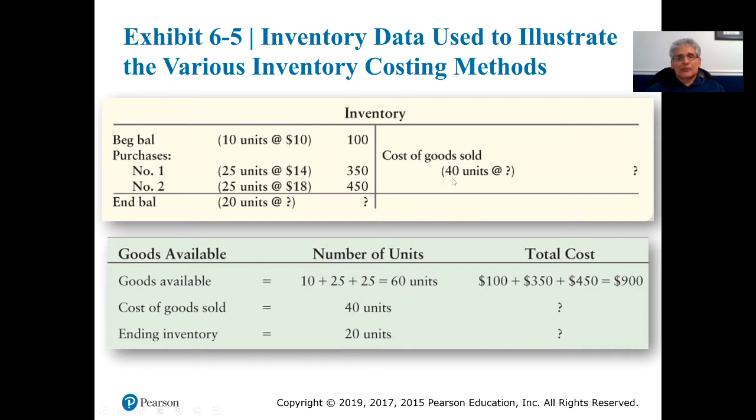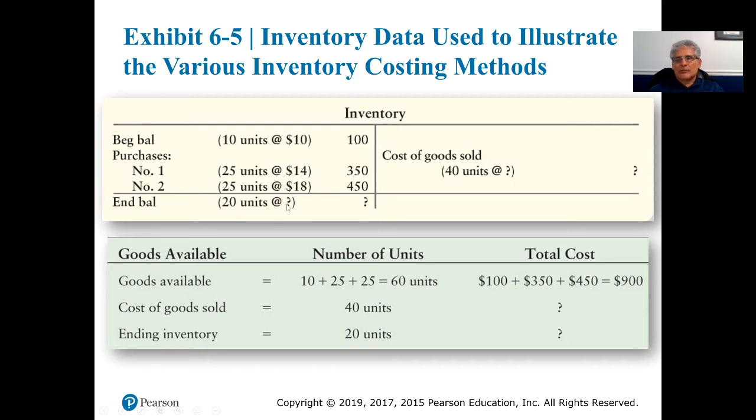Now it appears in this example they're telling us that 40 units were sold, but the question becomes, which 40 units were actually sold? You can see some units are at 10, some are at 14, and some are at 18. When we sell, which of these were actually sold? Was it the $10 units? Was it the 14? Was it the 18? That's what can get a little bit confusing and more complex in terms of how to account for this. We know we sold 40 units. We started off with 60, we sold 40, so we're going to have 20 units remaining.